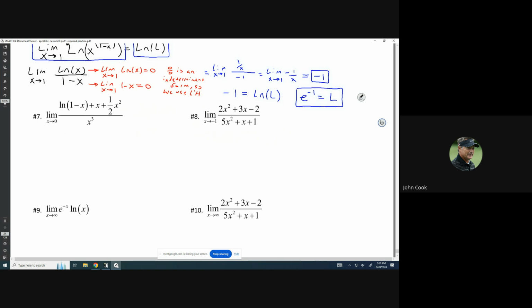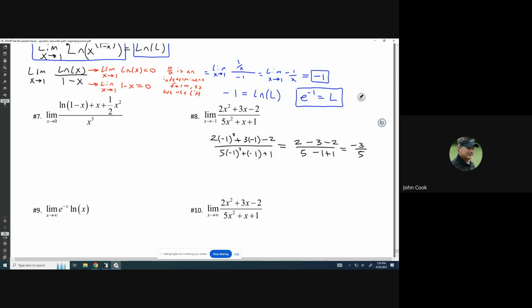So in number 8, I guess the first thing that I would try to do is plug in -1 and see what happens. So if I take 2 times -1 squared plus 3 times -1 and then -2, and then the denominator, I'd get 5 times -1 squared plus -1 and then plus 1. Let's see what I get. So in the top part, I would get 2 minus 3 minus 2. And then in the bottom part, I'd get 5 minus 1 plus 1. So that would be 2 minus 2 is 0, so -3 in the numerator. 5 minus 1 plus 1 is 5.